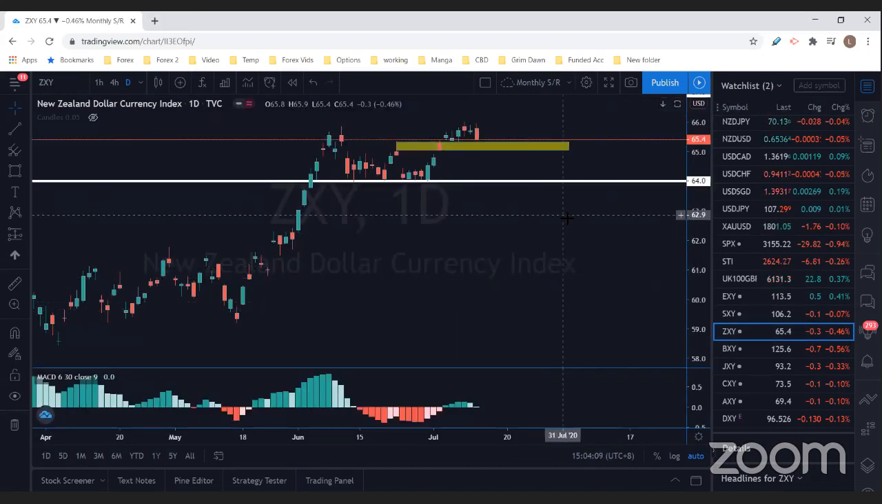As for Kiwi, same story. A very nice bounce off 64, breaking the temporary resistance level. In the lower time frame, I do suspect that it will continue weakening for today, and then it will bounce off this level. So overall, I'll still be bullish for Kiwi.